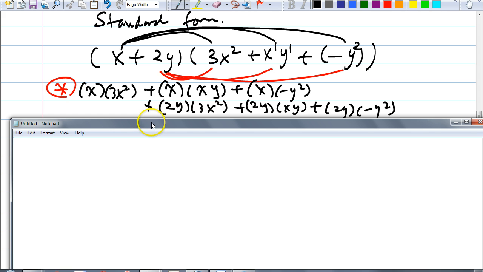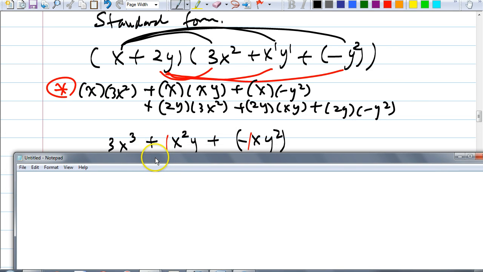Good. Did you guys put this step? Guys, I'm telling you, this is the critical step. How many people put this down and got it? Because this is where people make silly mistakes if you don't do it this way. People try to do this in their head and get it wrong. So then when you multiply this out, did you get 3x cubed plus x squared y plus negative xy squared, right?